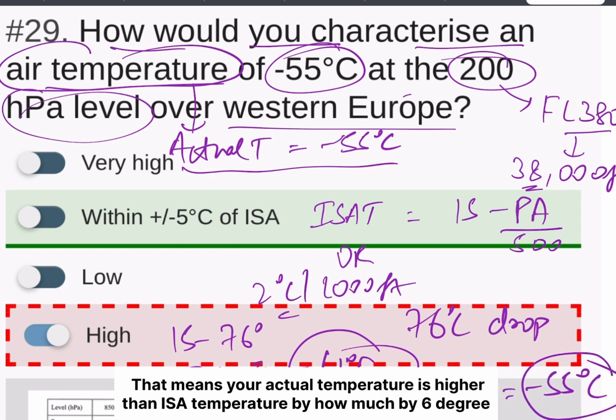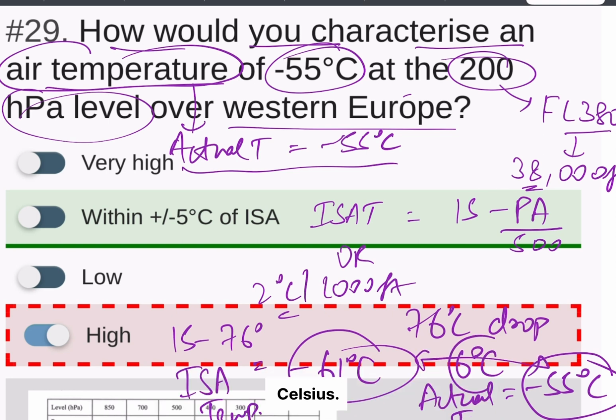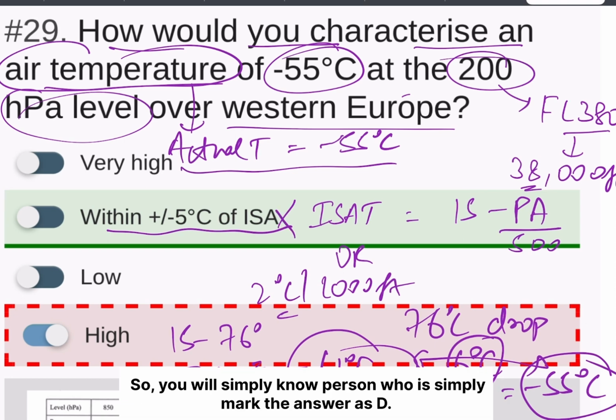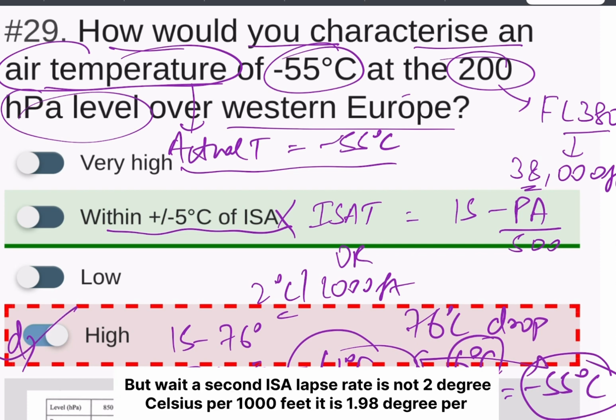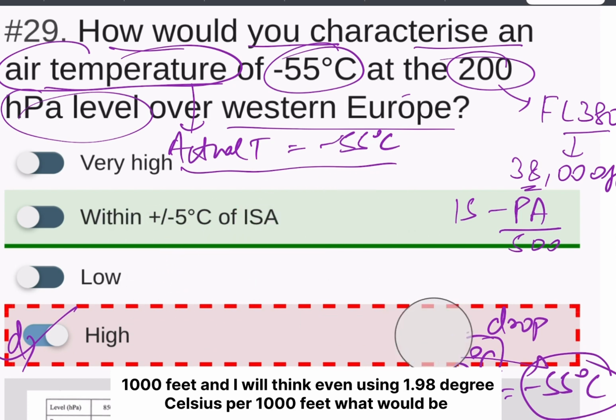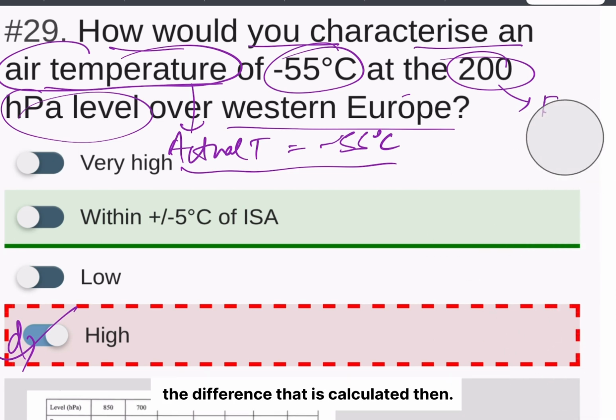Your actual temperature is minus 55 degrees Celsius. That means your actual temperature is higher than ISA temperature by 6 degrees Celsius. Is it within plus minus 5 degrees Celsius? No. So now a person would simply mark the answer as D. But wait a second. ISA lapse rate is not 2 degrees Celsius per 1,000 feet. It is 1.98 degrees per 1,000 feet. So even using 1.98 degrees Celsius per 1,000 feet, what would be the difference?